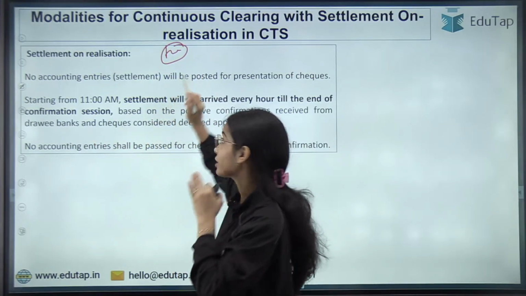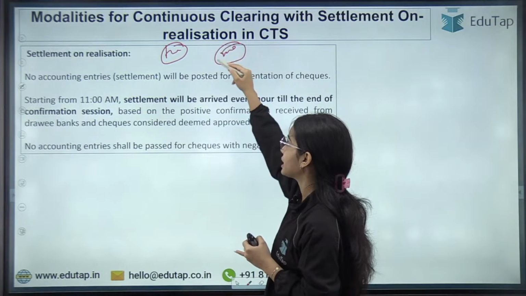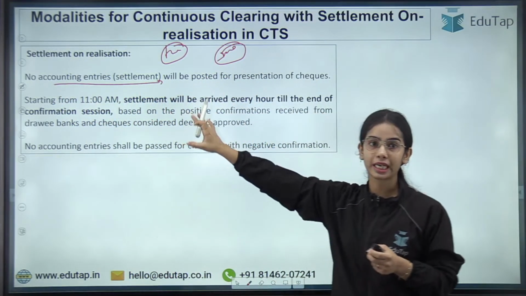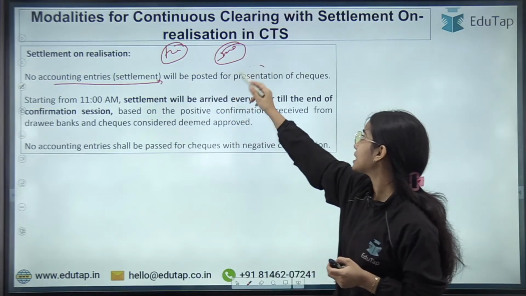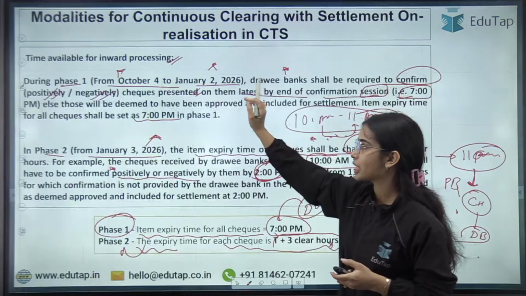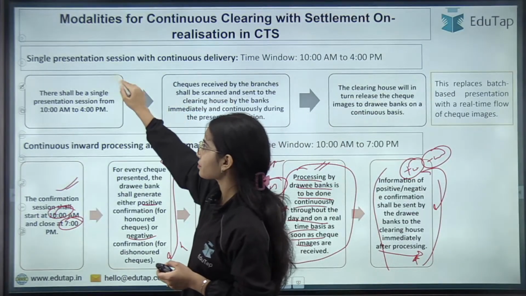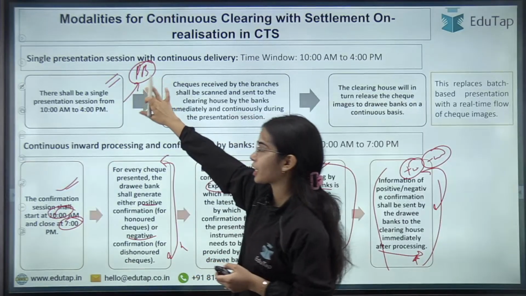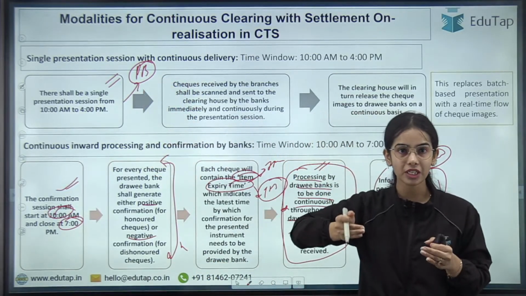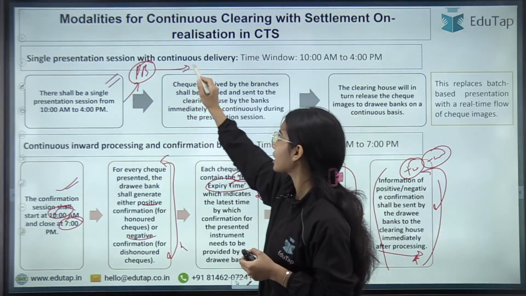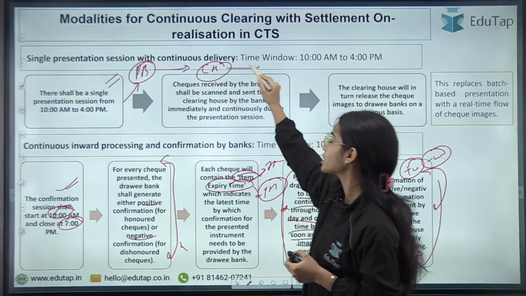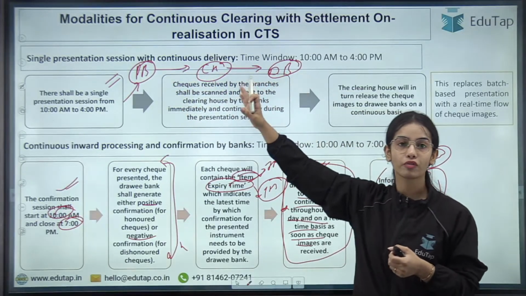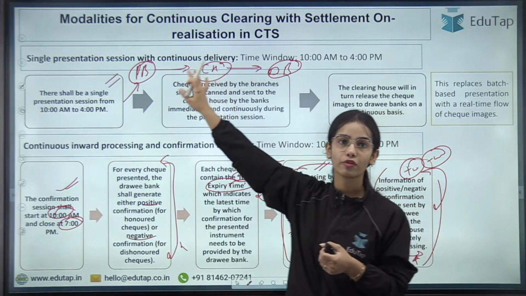Okay, in the case of negative confirmation, there will be no settlement that will happen. So no accounting entries or settlement entries will happen for the presentation of checks, because presentation of a check is being done by the presenting bank that has received the check. The presenting bank passes the check details to the clearing house, and the clearing house passes them to the drawing bank. So this kind of pass-on is happening, the detail of the check is being passed on.